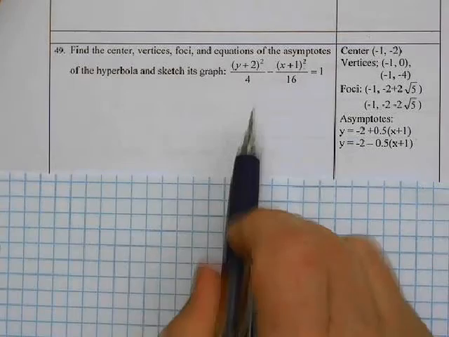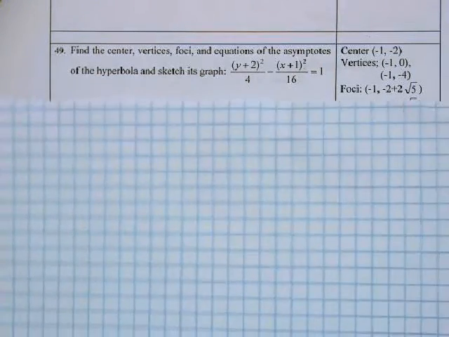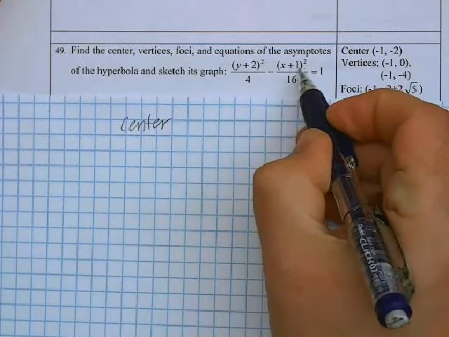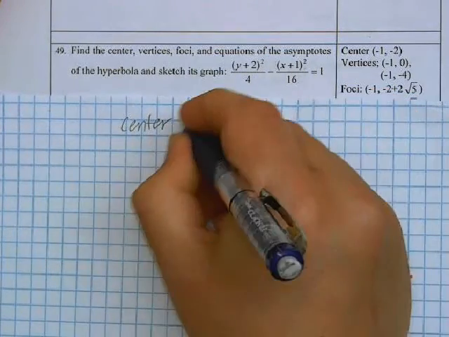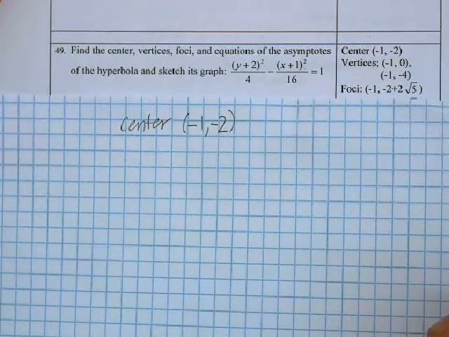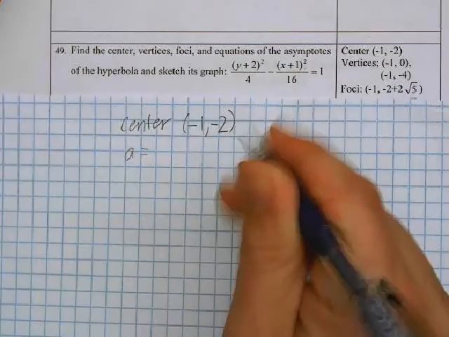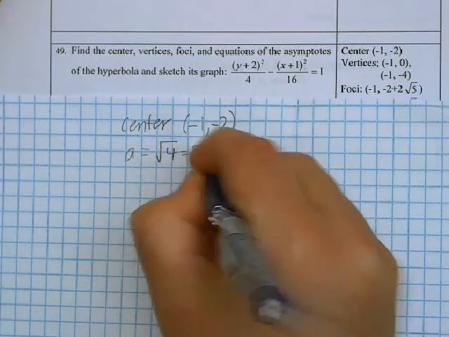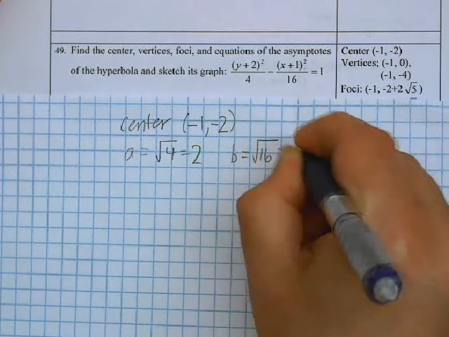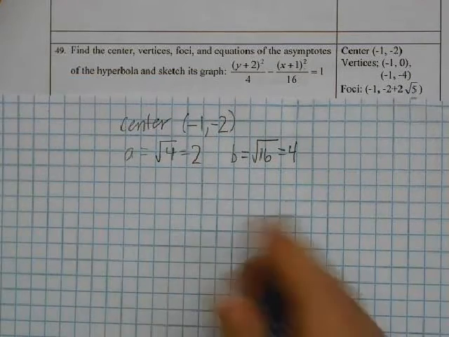Okay, so 49, we have a hyperbola. We know it's a hyperbola because of the minus sign here. So the center of the hyperbola is going to be at -1, -2. My a is the square root of 4, or 2. My b is the square root of 16, or 4. Okay, so these values are going to help me graph the hyperbola.